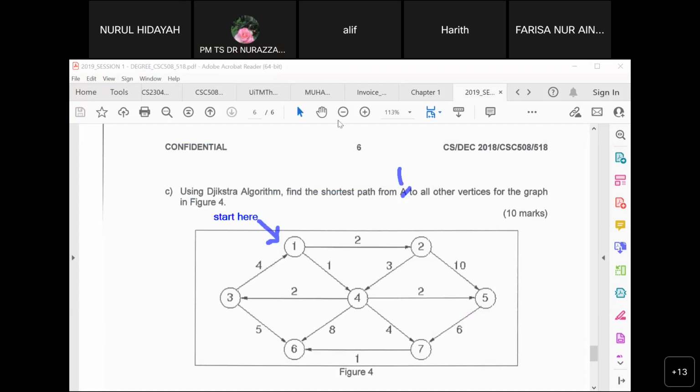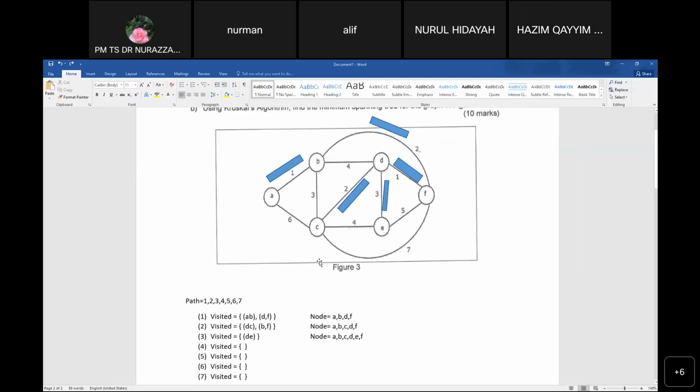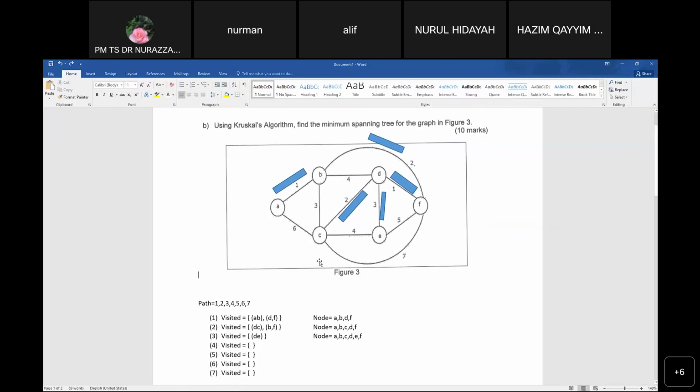Okay, so for the rest of the class, please correct question C. Find the shortest path from vertex 1 to all other vertices in figure 4. Show and share your answer from earlier. Okay, I start the recording again to show the answer. Okay, enlarge it a bit.